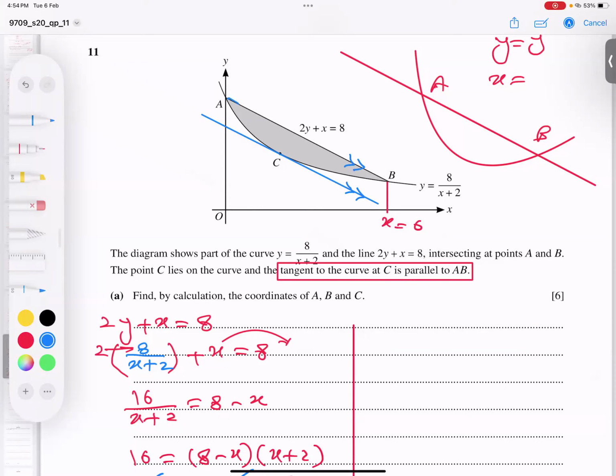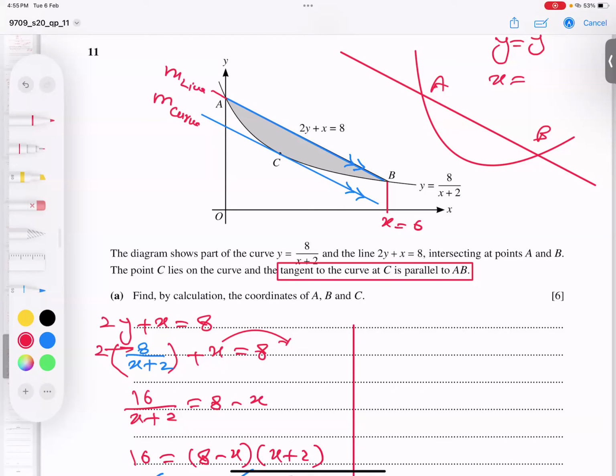This blue line and this top blue line, I make it now. So both are parallel to each other. The examiner is saying here that the tangent to the curve at C is parallel to AB. So can I say the gradient of the, look, I'm showing here, this is called the gradient of the curve, and this will give us the gradient of the line.